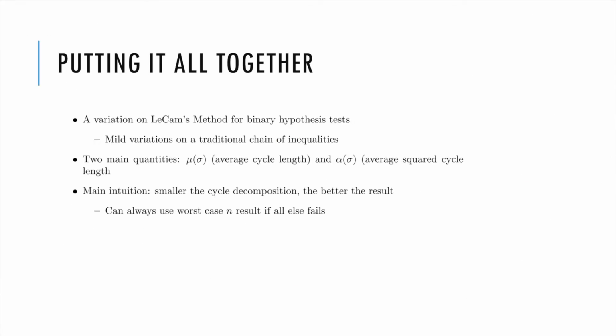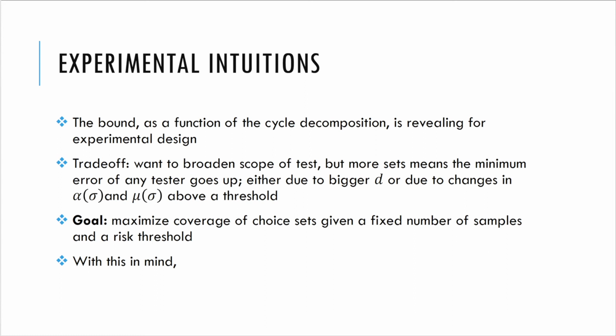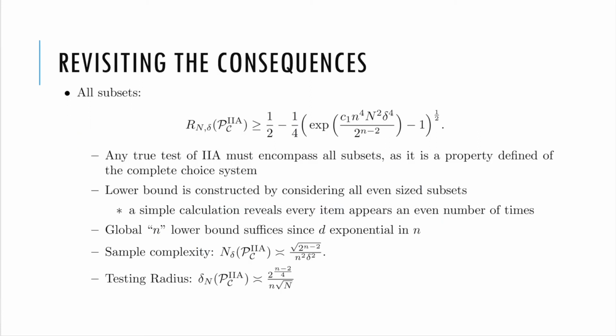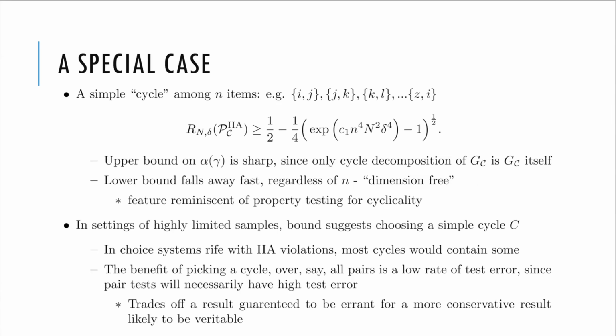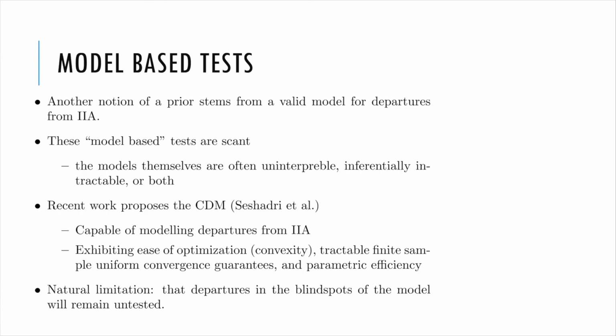The rest is applying Le Cam's method for binary hypothesis tests, but the big intuition here is that our structural understanding reveals a trade-off. We can apply researcher priors and study small sample settings, where normally we'd want to broaden the scope of our test, but this problem is so combinatorially complex that narrowing the scope of the test is the valuable thing to do. So the global lower bound is exponential, the pairs lower bound ends up scaling linearly in the number of items, and our special case is for these very, very low sample size settings.